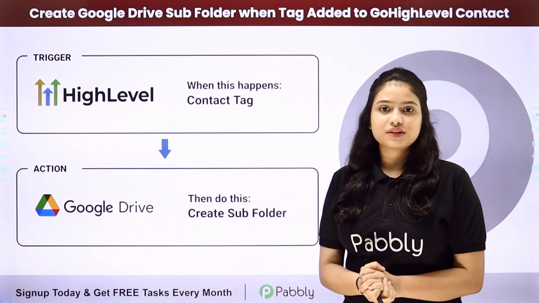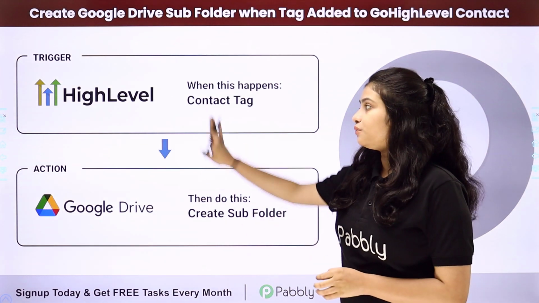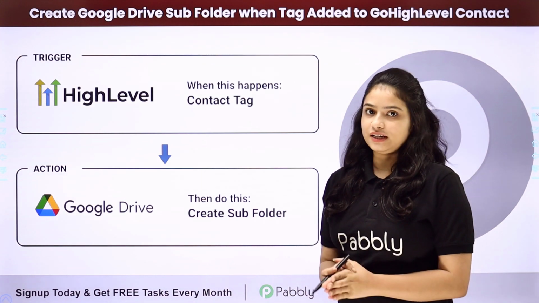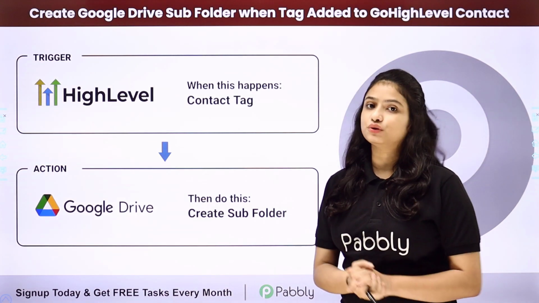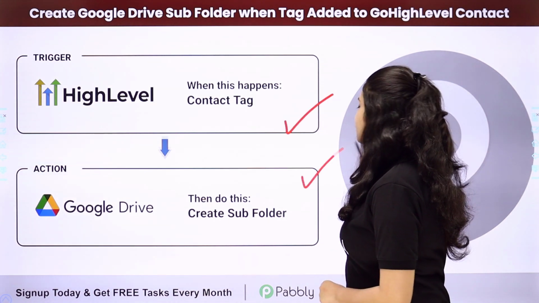So how are we going to do this process automatically and effortlessly? For that we will have to integrate both these applications, and to do the same we are going to use an automation and integration software, Pabbly Connect, to connect both of them. So what we are going to do, we have GoHighLevel in our trigger and Google Drive in our action.